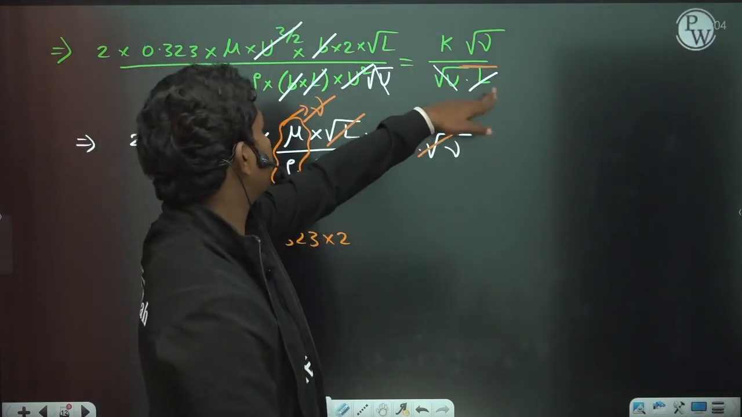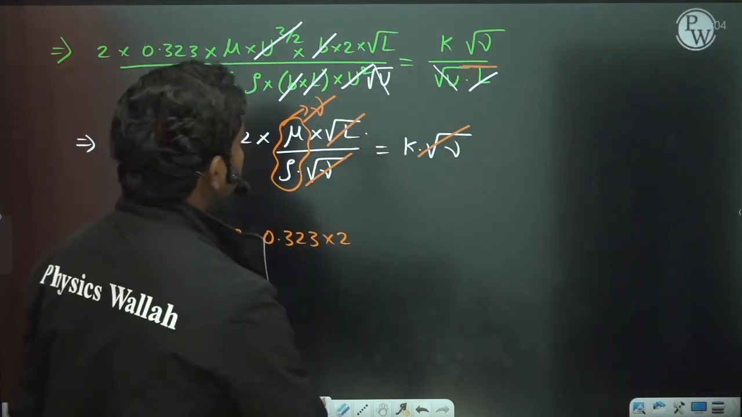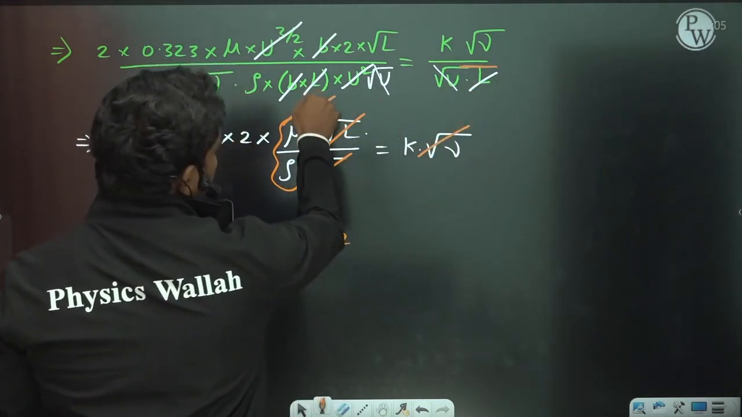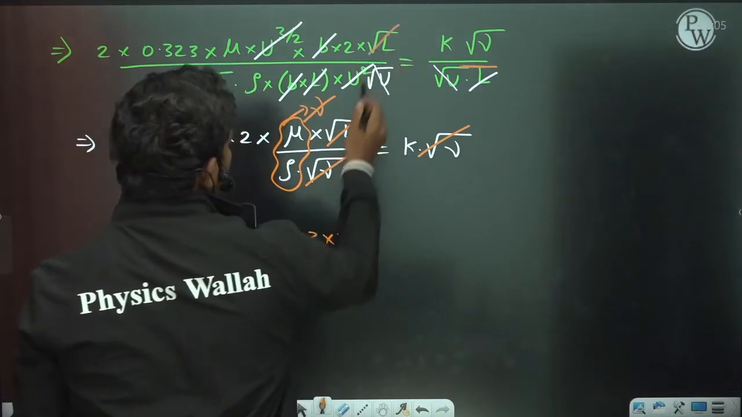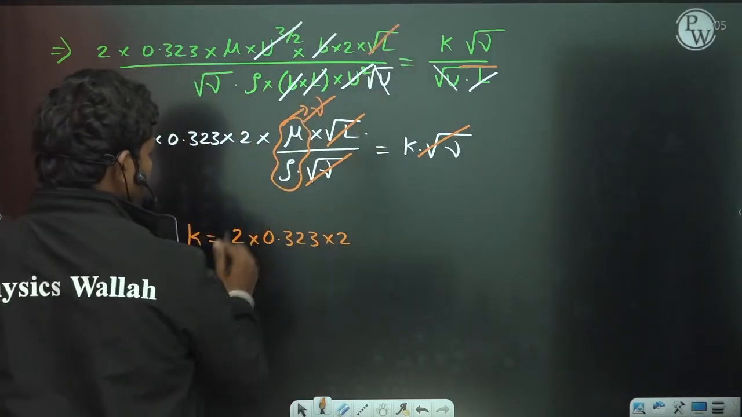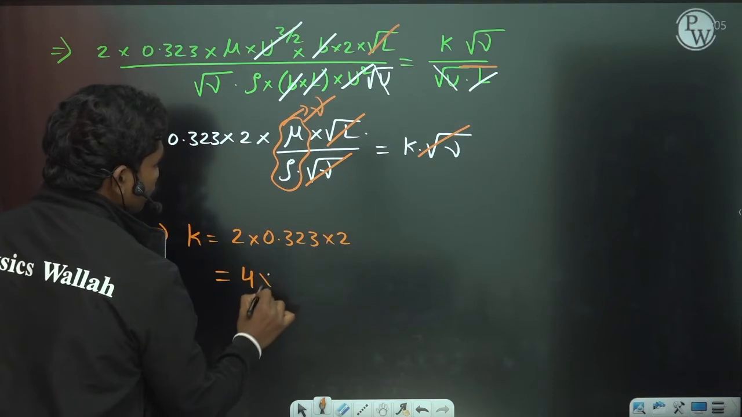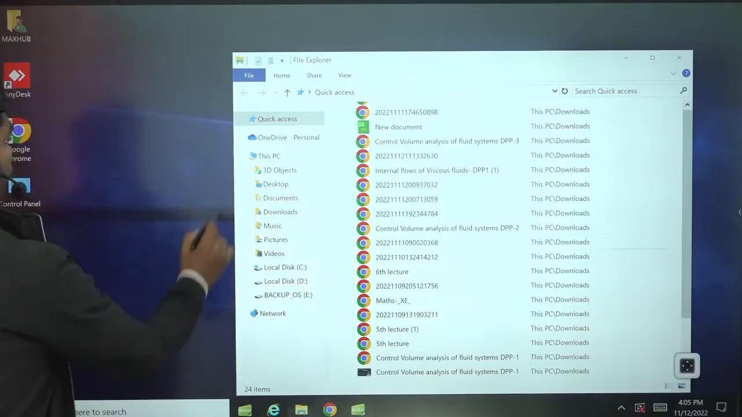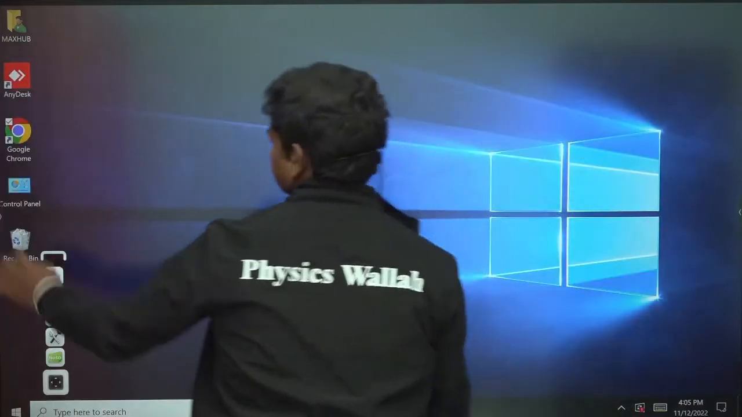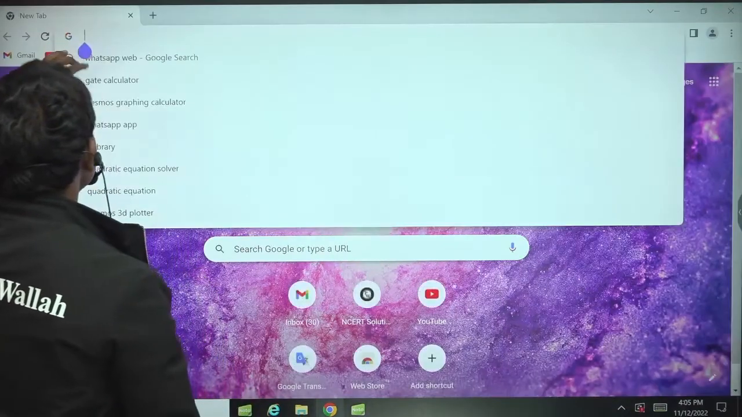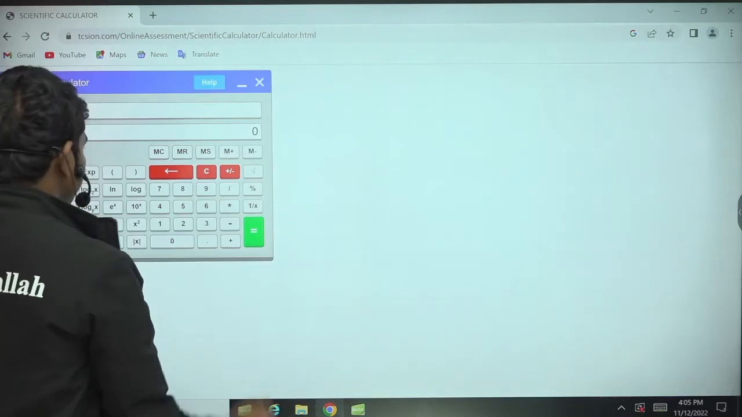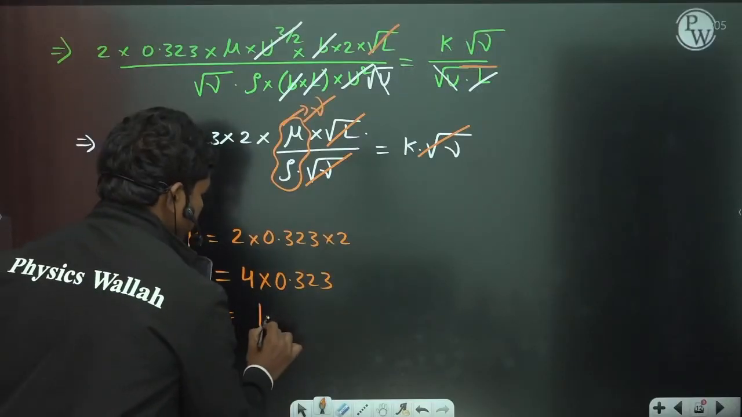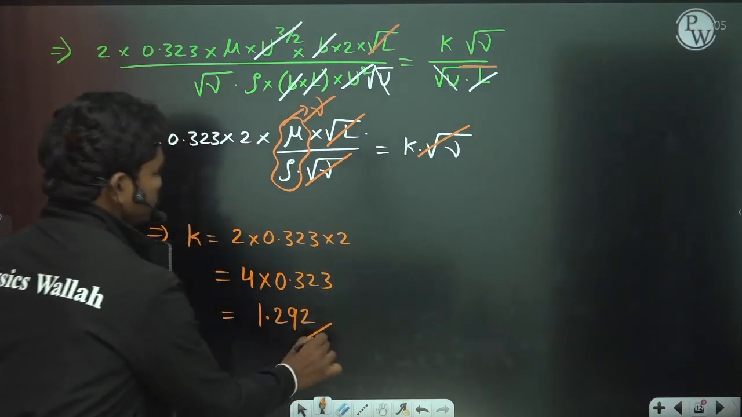If this square root is for complete L, then this is only root L, so this can cancel, and this root L will also get cancelled here because of this L. So this is the expression. 4 into 0.323 is the value. Just a minute, let us see this value, 4 into 0.323. If you simplify, 1.292 is the k value here.